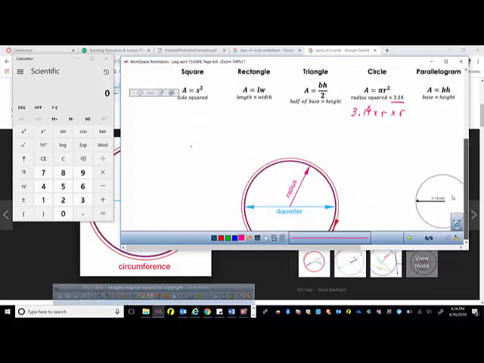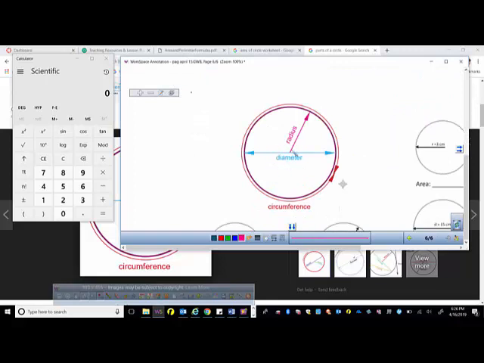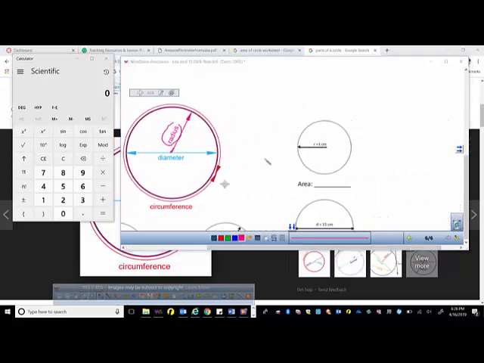So if you look at your notes on here, I gave you a little diagram. This is a radius, it's half. That's the one we use in our formula. A diameter is double the radius. So we're going to look at some different examples with those. So we're going to look at this example first where it says the radius is equal to 3.